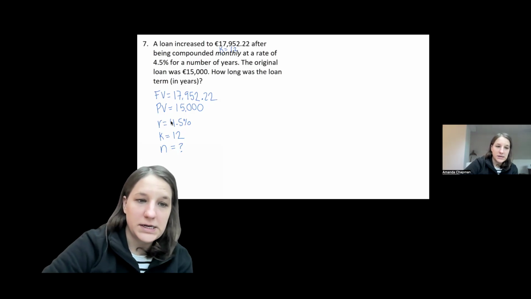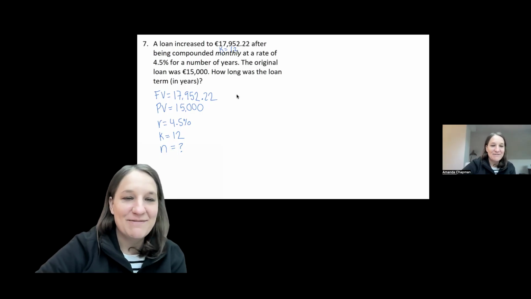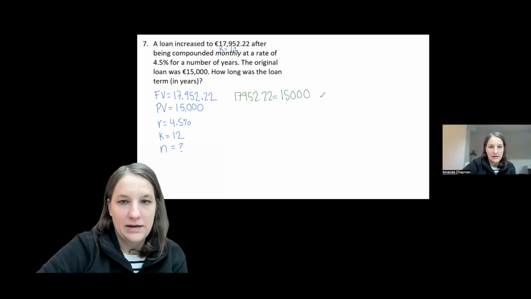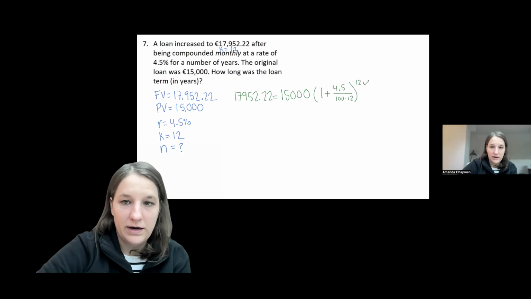So something interesting is going to happen when we plug this into the equation. Interesting for me, at least. When I plug it into our equation, okay, so equals, let me move the zoom icon. The rate divided by 100 times 12. And all of that is going to be to the 12n.